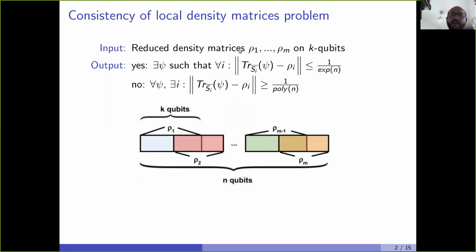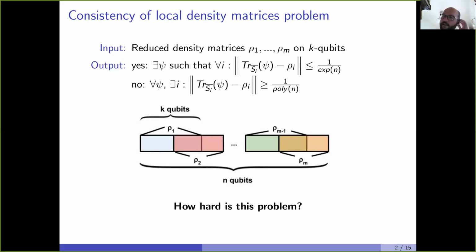So we're given as the input the 2^k by 2^k matrices rho_1 up to rho_m. And our goal is to decide if there exists some quantum state psi on n qubits, such that when you look at the reduced density matrix corresponding to some density matrix rho_i, it is exponentially close to it. Or if for every psi there exists some i, such that psi on the corresponding qubits of rho_i is very far from it. And here very far means an inverse polynomial gap. And our goal here is trying to understand how hard this problem is.